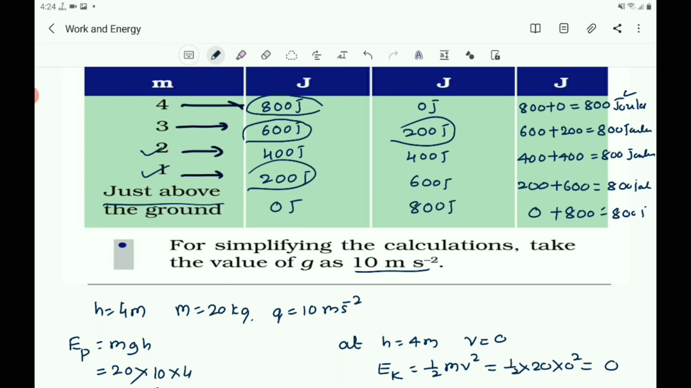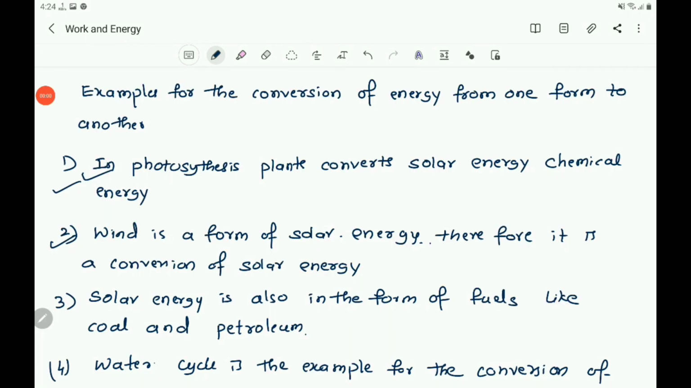So here, according to the law of conservation of energy, energy can be transformed from one form to another form. It can neither be created nor destroyed, but the total energy remains the same. Total energy before and after the transformation remains the same.